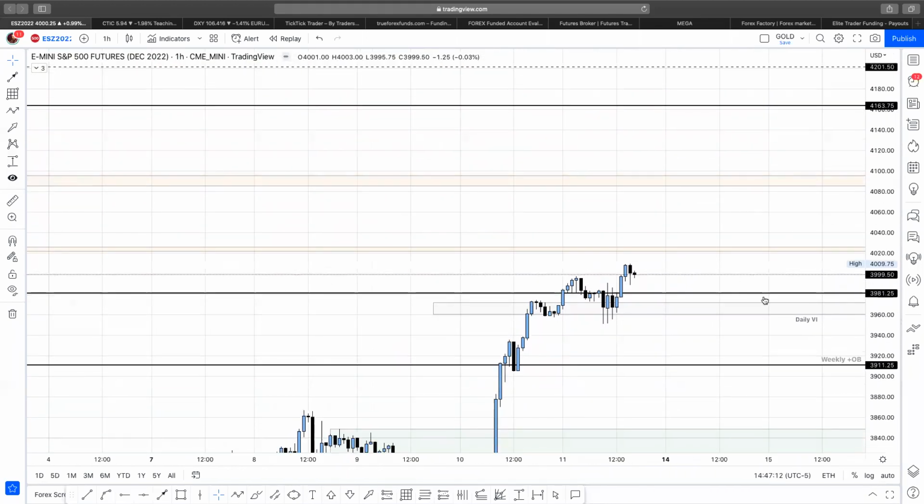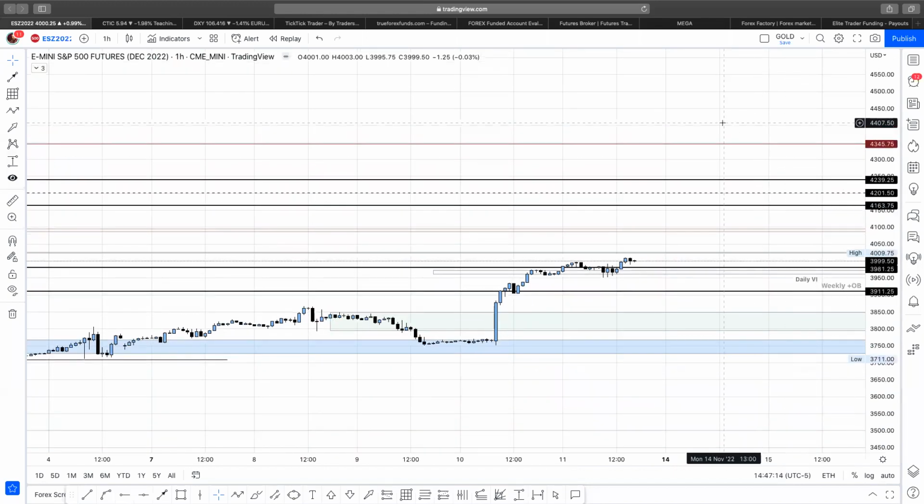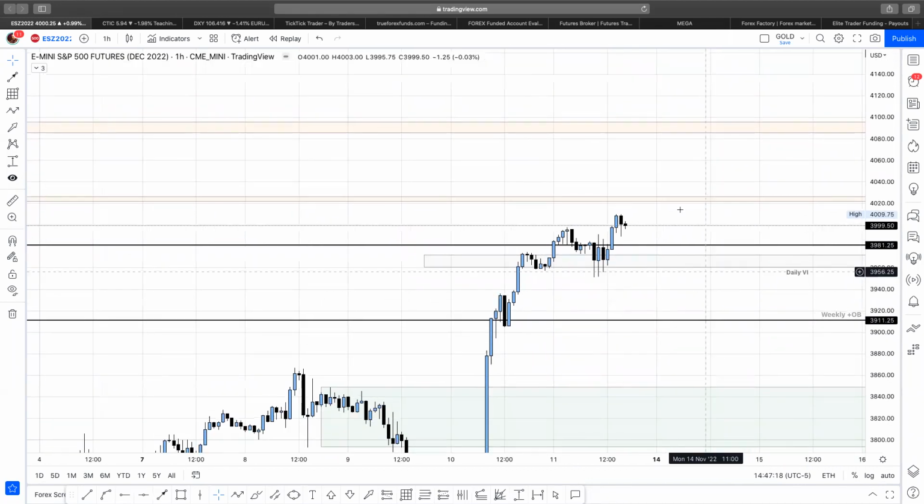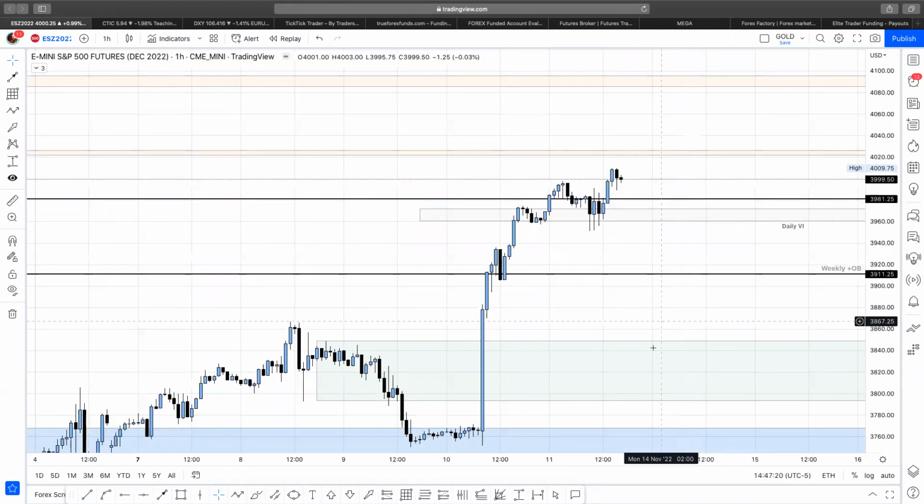We have multiple targets on it: one, two, three, four targets to the upside. 40.20 for Monday. I mean the consequent encroachment of the weekly fair value gap above.